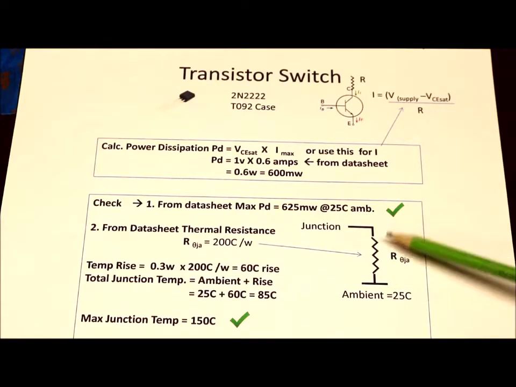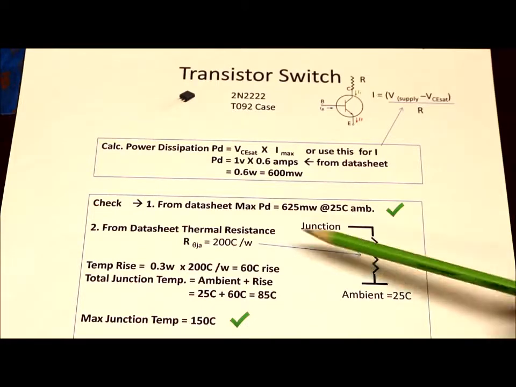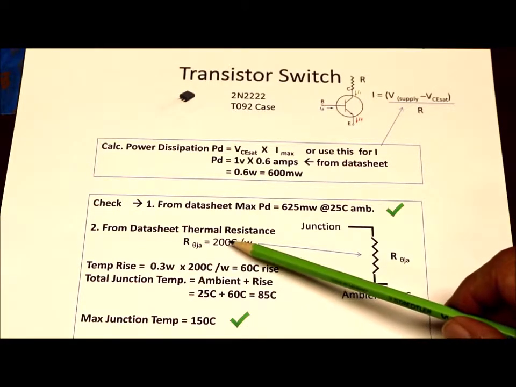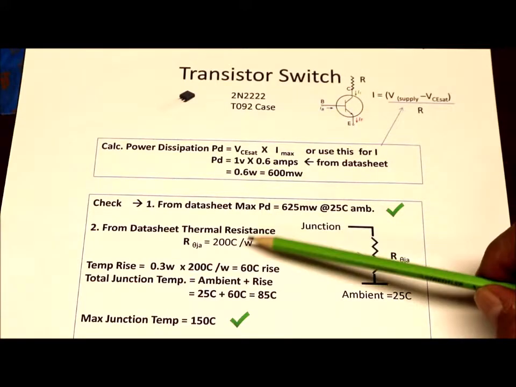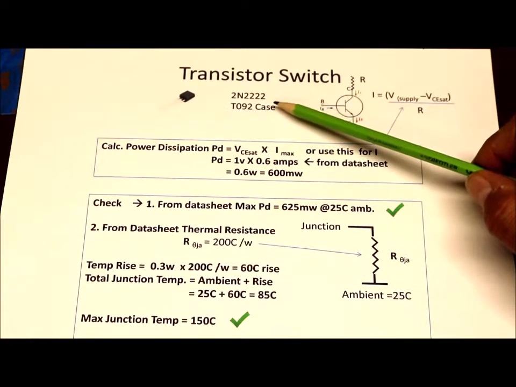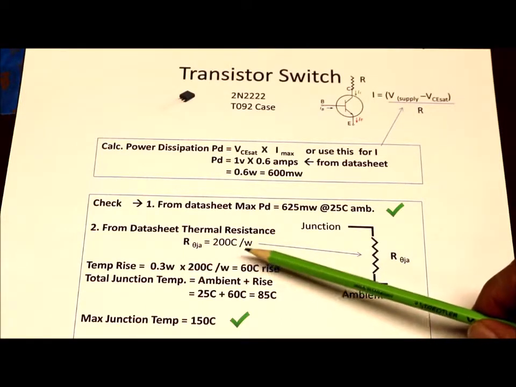This is the resistance chart diagram for the transistor with, again, R theta JA, junction to ambient. It happens to be, for this transistor, 200 degrees C per watt. If it's a different case, the thermal resistance will be different. They make this transistor also in a metal case, and the thermal resistance is a little bit different.